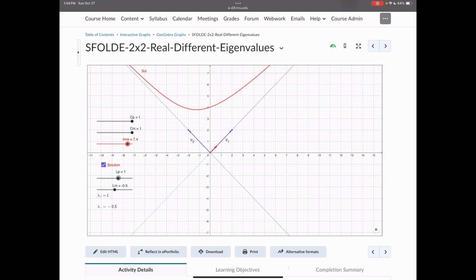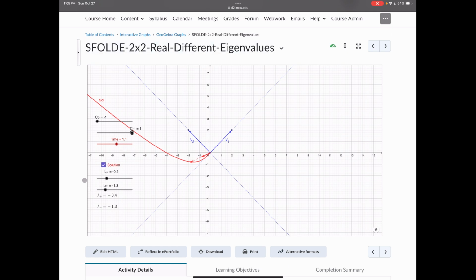And when both eigenvalues are negative, so let's make this more negative, and then let's make this one negative, then the solution goes towards the origin. And the fork is going to be along the direction of the most negative, which is this one. And here are the 4 solutions. So this is how the fundamental solutions and other solutions behave in the case of real different eigenvalues.